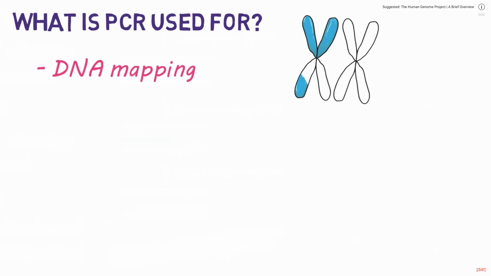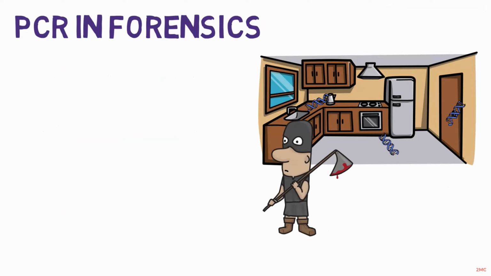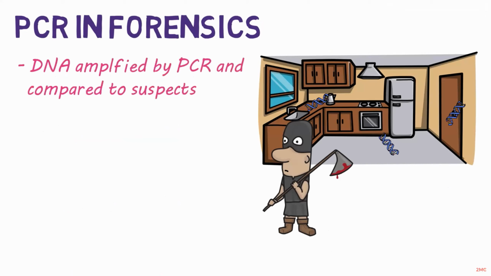And my favorite application for PCR is in forensics. Whenever a crime is committed, the perpetrator almost always leaves their DNA at the crime scene. This could be hair, semen, skin, or even blood, for example. Investigators search for this evidence and, thanks to PCR, can amplify the DNA and compare it to the DNA of suspects. This genetic information is then put into the FBI's DNA database, CODIS.